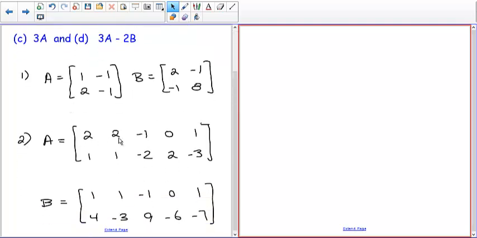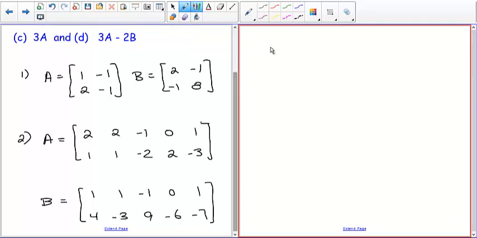Problem number 2, we have this. This has 2 rows and 5 columns. And that's one thing about subtraction and addition, is you have to have the same dimensions for the matrices to do that. We couldn't add this plus that. It doesn't match up. Okay, so do the same thing. We're going to do A plus B, so it has the same size matrix.